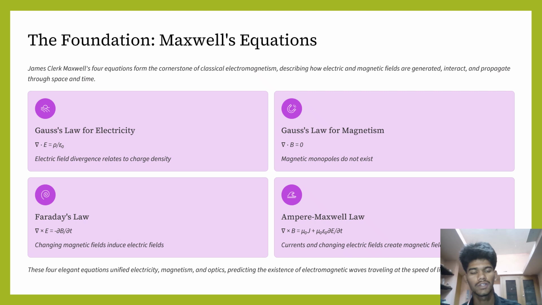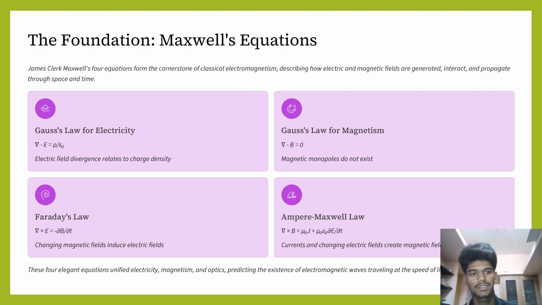James Clerk Maxwell's four equations form the cornerstone of classical electromagnetism, describing how electric and magnetic fields are generated, interact, and propagate through space and time. There are four Maxwell equations: Gauss's law for electricity, Gauss's law for magnetism, Faraday's law, and Ampere-Maxwell law.